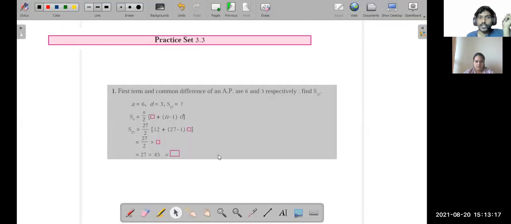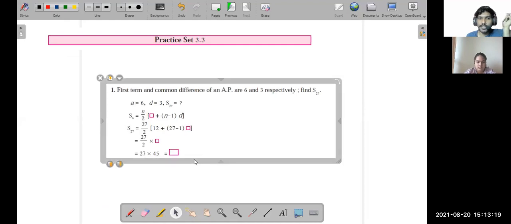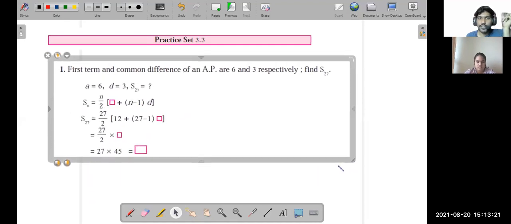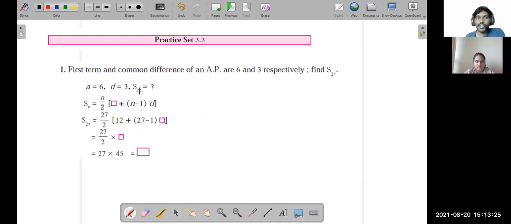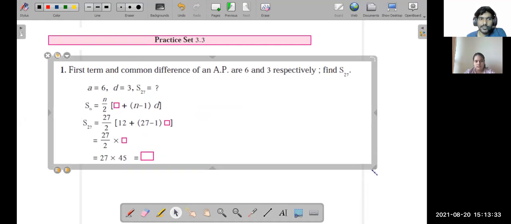So first term and common difference of an AP are given to you. First term is 6, common difference d is 3. You have to find out S27, that is the sum of the first 27 terms. In this one, you just have to substitute the values.